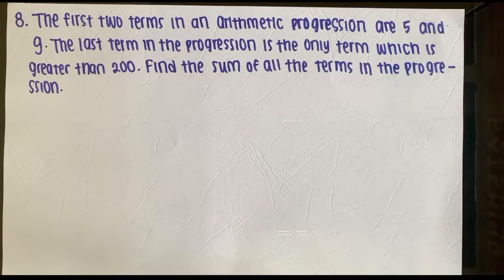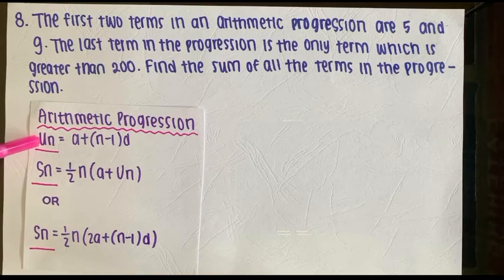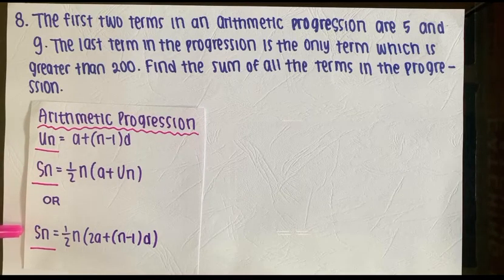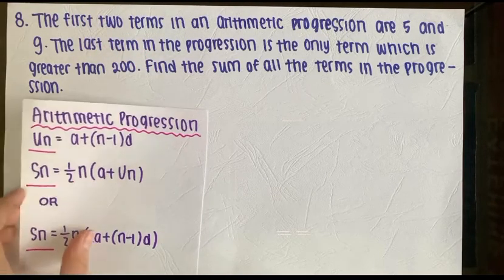First, before we start, I'm going to put out the arithmetic progression formulas. The first one shows us how to find the value of a specific term. The second one has two alternatives. This one is how to find the sum of all the terms in the progression, and if you noticed, in this problem we are supposed to find the sum of all the terms in the progression. Alright, let's start.